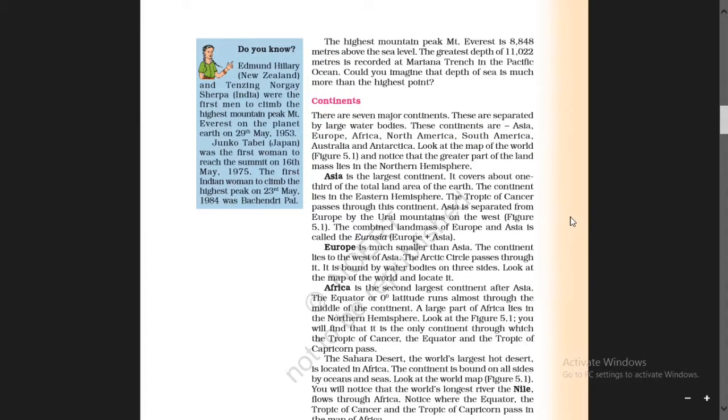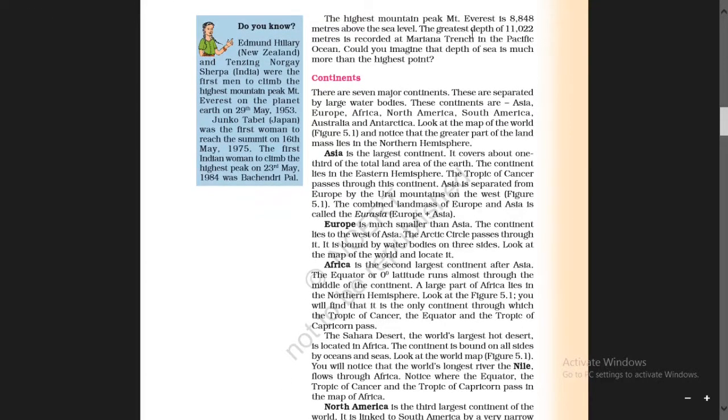The highest mountain peak, Mount Everest, is 8,848 meters above the sea level. Boys, for any quiz competition or multiple choice question or one mark question, this one is important. You must know which is the highest mountain in the world. If anybody asks, you have to say Mount Everest. And you must also know its height, okay? The height of Mount Everest is 8,848 meters above the sea level.